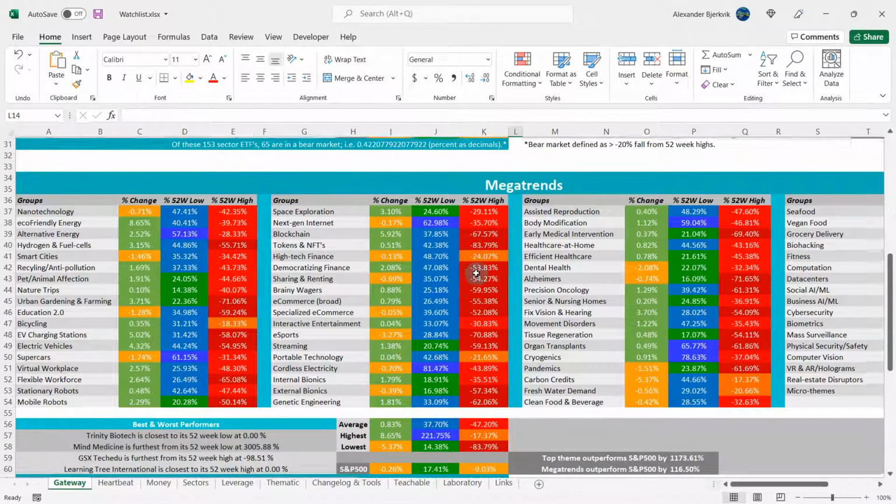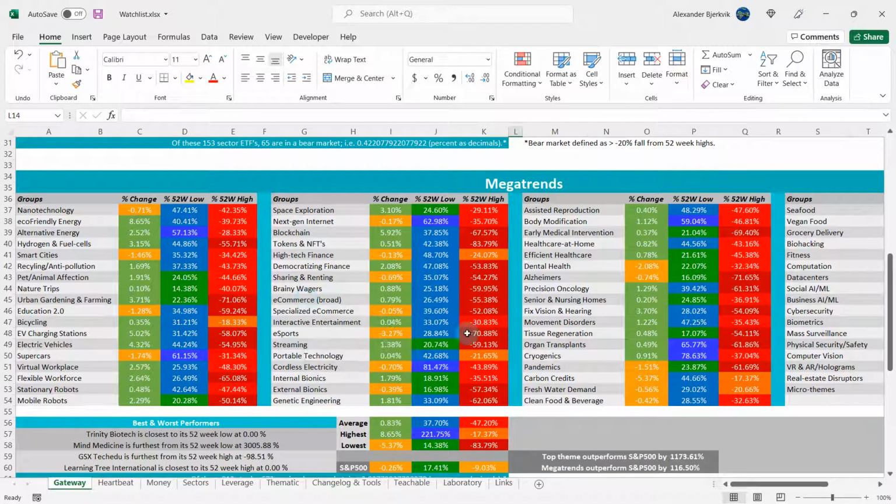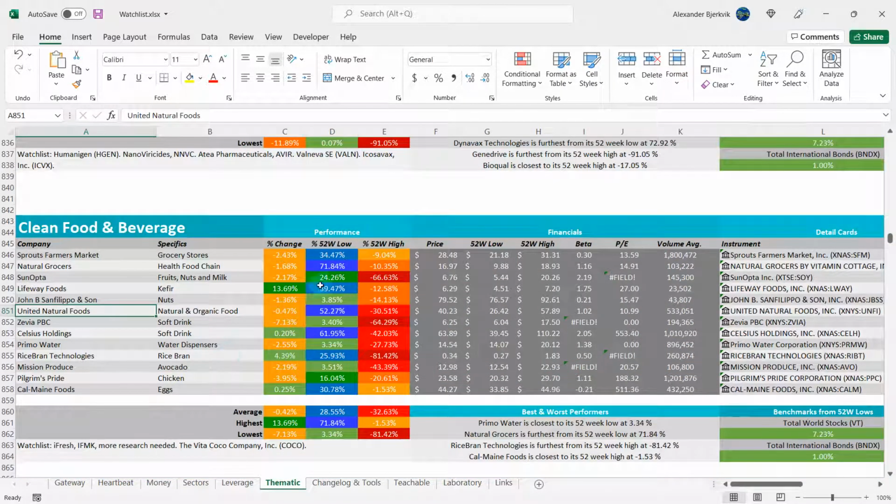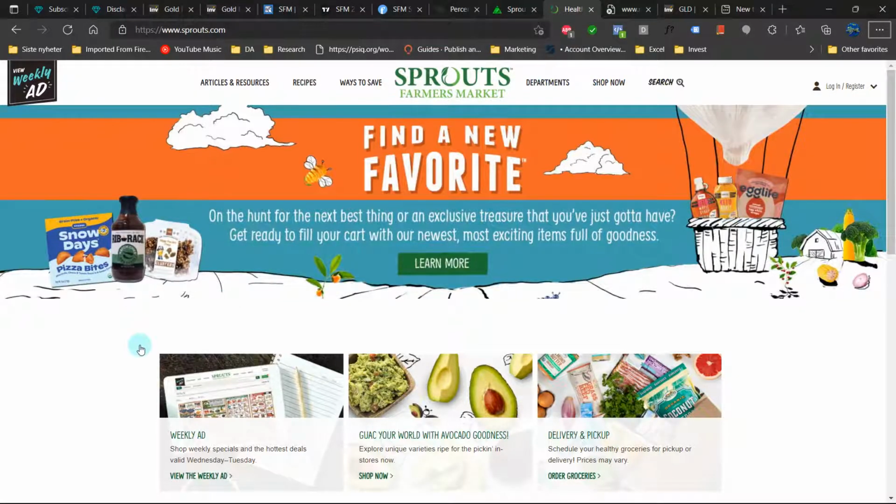So we can find a theme under the megatrends. I call it clean food and beverage. Here it's 28-ish percent from the 52-week low, with a 33% pullback so far. Here is Sprouts: 34-ish percent from the low and a 9% pullback. Here is the company's website.